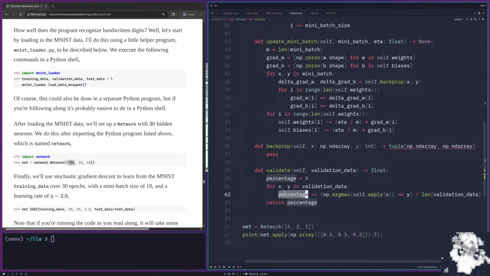Basically, this will be equal to 1 when the example is successful. If they're all 1, then you'll get len of validation data over len of validation data, so the percentage will be 1.0. If they're all 0, you get 0%, and if they're in between, you get whatever percentage is, right? So you add 1 over n to the percentage for each n that is correct. So I think that's what validate does.